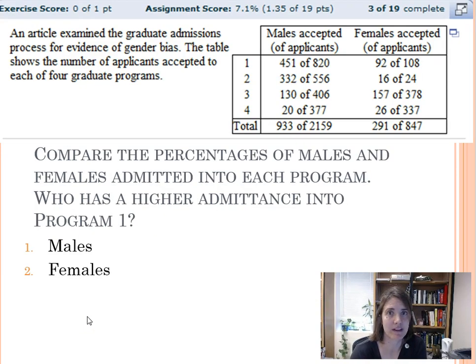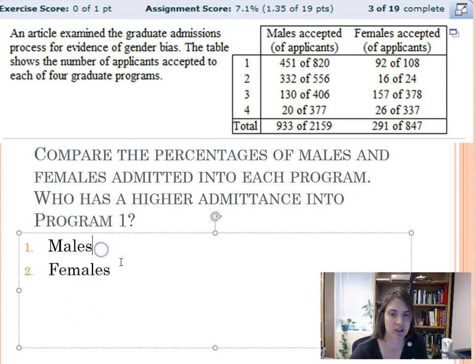Okay, so now we want to take into consideration the fact that females apply to programs 3 and 4 much more than men, who apply to programs 1 and 2 more. So we're going to look at each of the programs individually and compare the acceptance rates between genders there. So here, this question is just looking at the acceptance rates in program 1, and they want to know who had a higher acceptance rate, men or women.